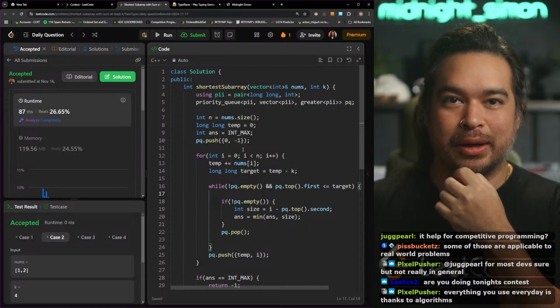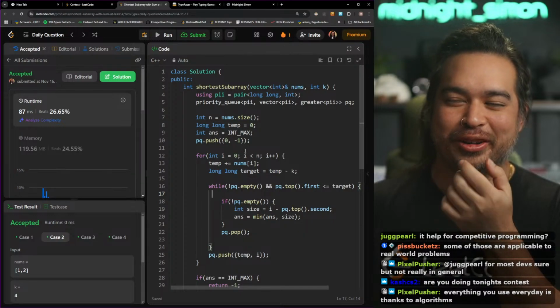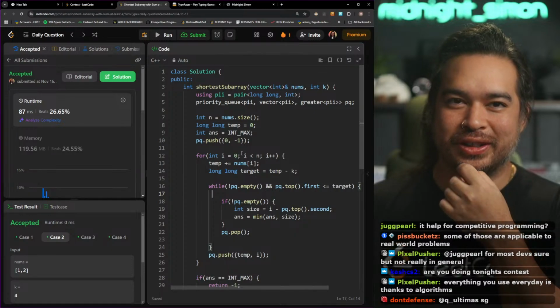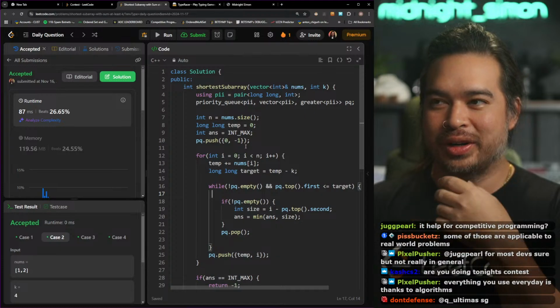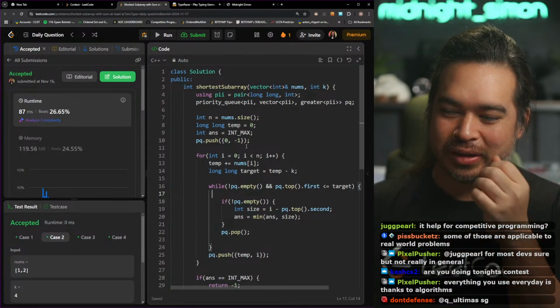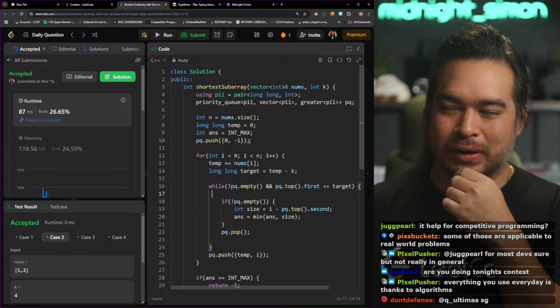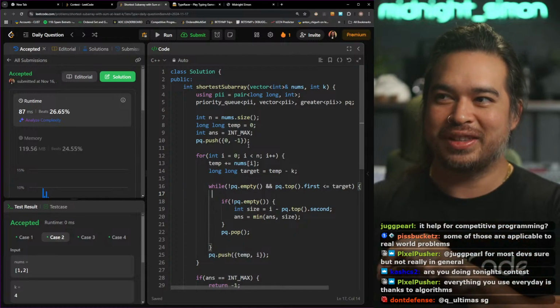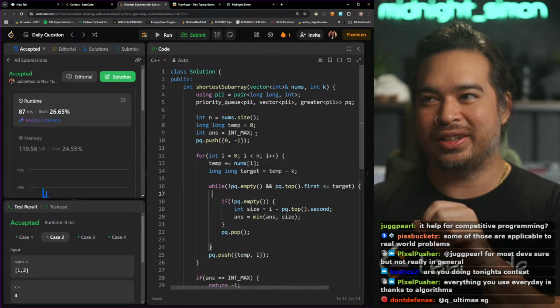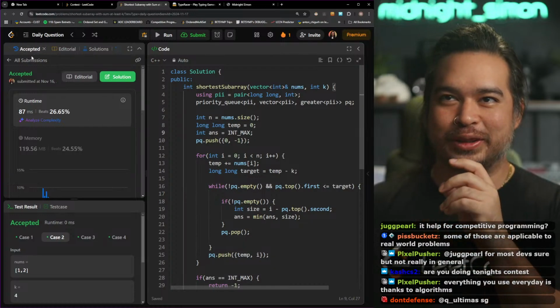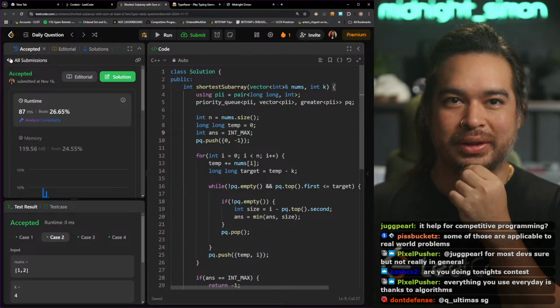Some of these are applicable to real-world problems. Yeah, they are, but it's unlikely that some random person is going to be using the more crazy algorithms. I guess in regular stuff you might be using hash maps and stuff. Some of these are definitely applicable, but it's not the same as just solving a LeetCode problem in the real world.